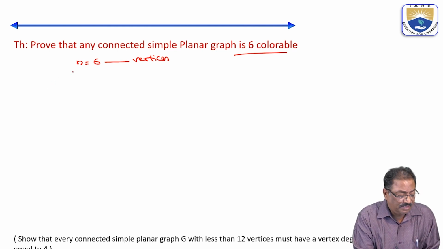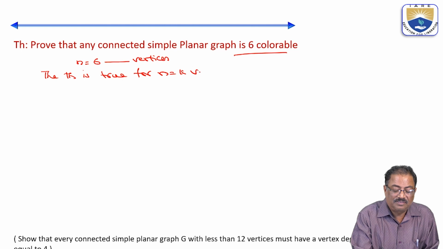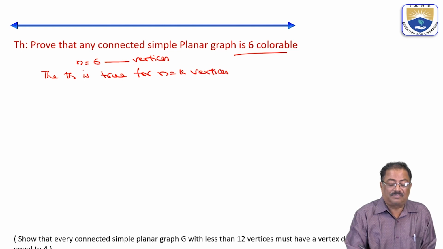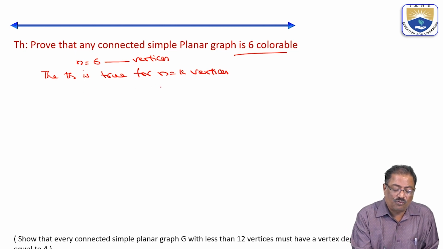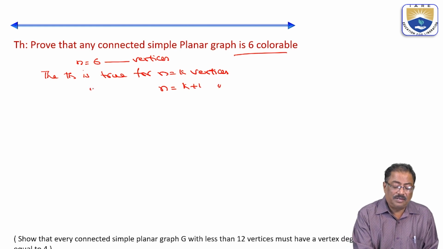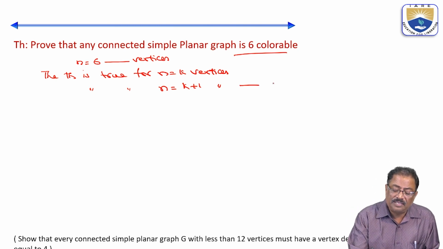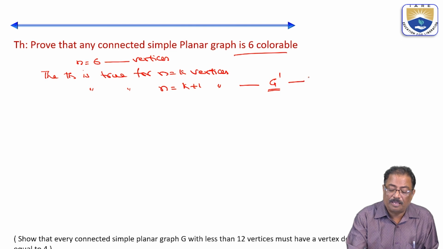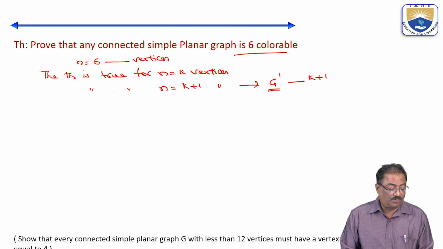And we are going to consider the assumption step. Let us say the theorem is true for n equals k vertices. And now we are going to prove that the theorem is true for n equals k plus 1 vertices. Now I am just taking G dash as the graph which is having k plus 1 vertices.